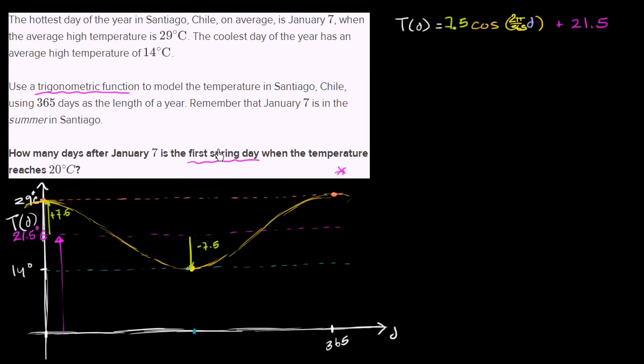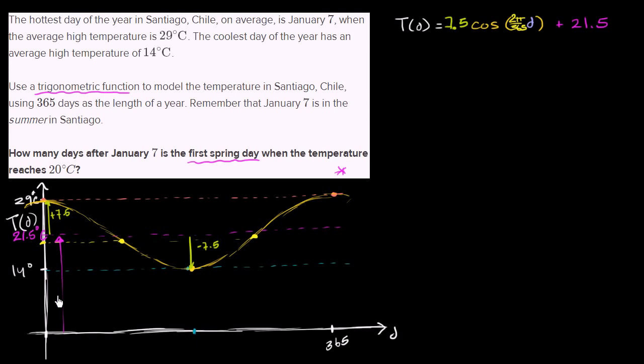And I told you to be careful, pay attention to this whole notion of the first spring day. And the reason is because there's actually 2 days where the temperature reaches 20 degrees Celsius. So let's say that this is 20 degrees Celsius right over here. Notice you have this day right over here, and then you have this day right over there. And which one is in the spring or the first spring day?